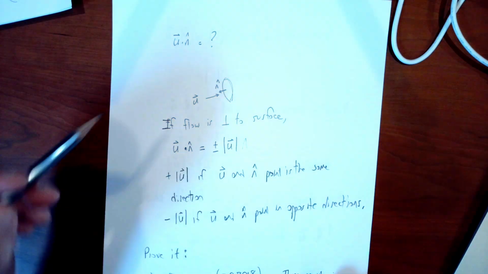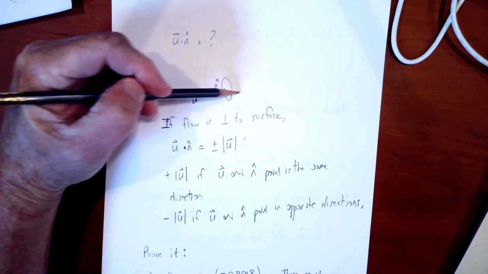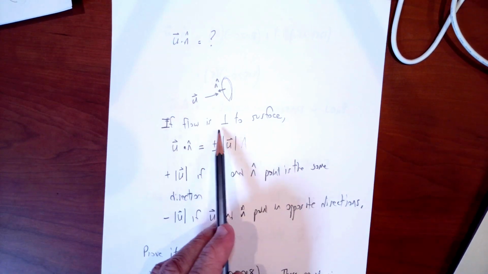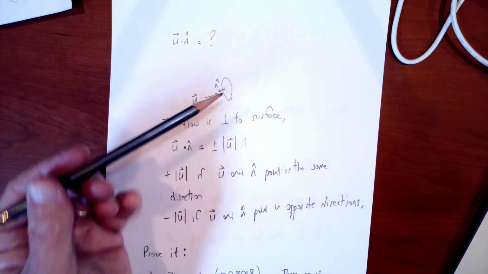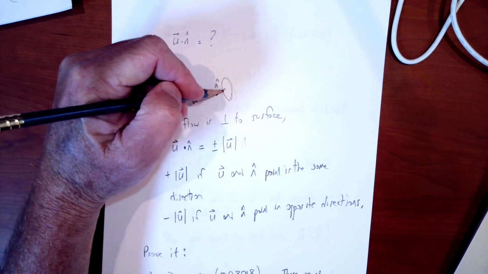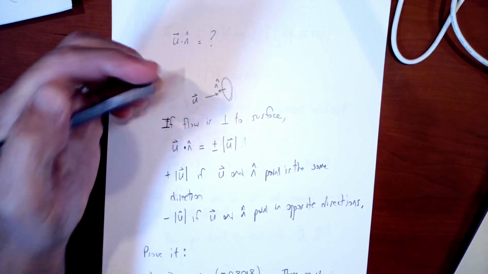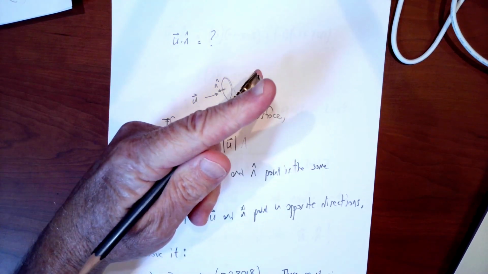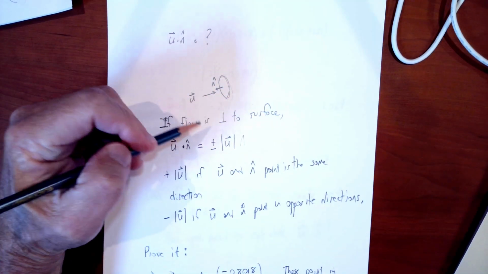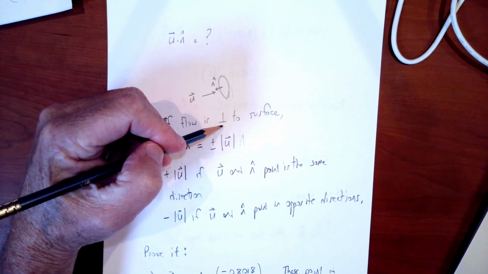But there's a simple rule for the case where the flow is either directly going in or directly going out of a surface. That is, if the flow is perpendicular to the surface. That means the outward facing normal is either pointing exactly the same direction as the velocity, or it's pointing in exactly the opposite direction of the velocity. That's what makes it perpendicular to the surface.